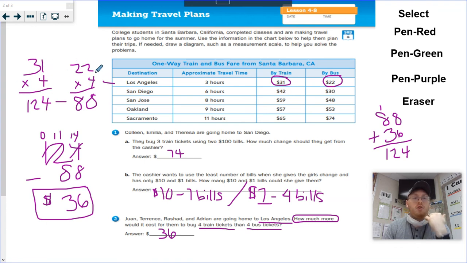Now, if I had more room, I would go back and I would work my problems out again. 31 times 4, 22 times 4. And then I would do it one more time, double check, okay, to see if my answers are correct and right. I might even do 31 plus 31 plus 31 plus 31, 22 plus 22 plus 22 plus 22. I would go step by step by step, okay, in order to answer this. So it would be $36 difference between the 2 different types of tickets, okay?